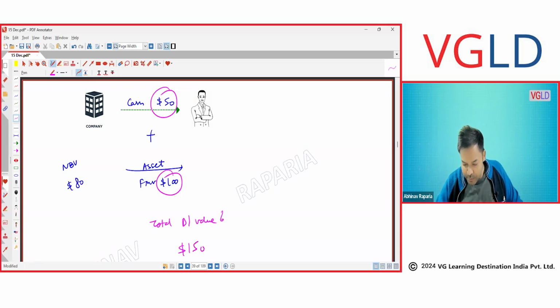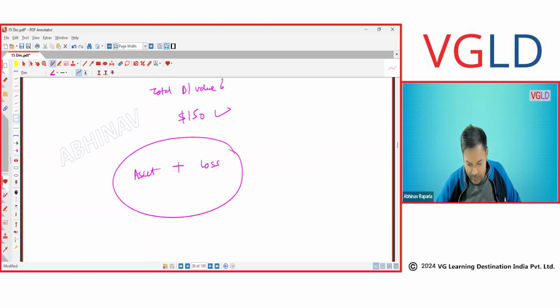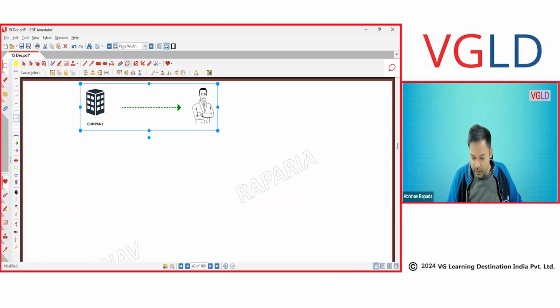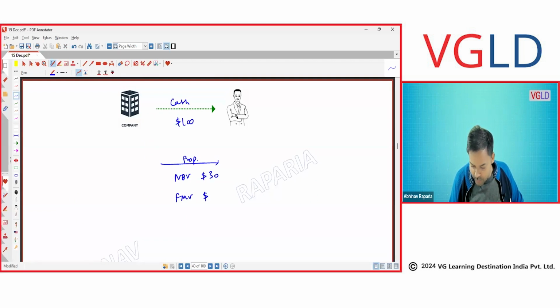Now, I'm going to merge both concepts. This asset concept which I discussed with you, plus the losses concept, I'm going to merge and do one question here. Let's try that. Do it carefully, okay? Company is giving the cash, $100. Company is also giving the property for which net book value is 30. Fair market value is 20.